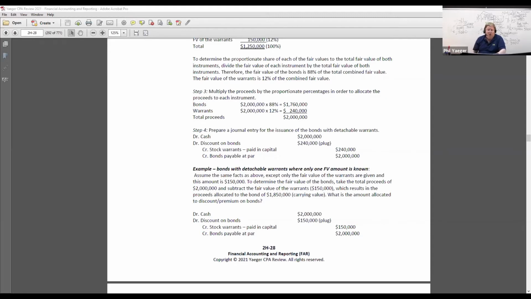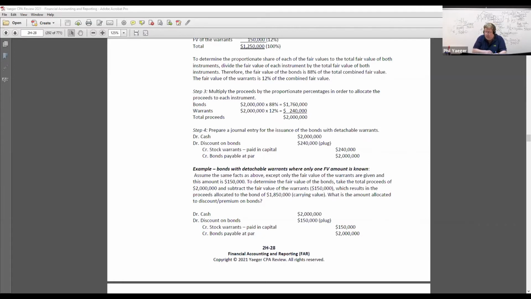All right. So how do you get from 2 million bonds payable to a carrying value of 1,850,000 for the bonds? You have a debit to discount on bonds. It's a plug. Could you have a premium on the bonds? Yes. That is right.